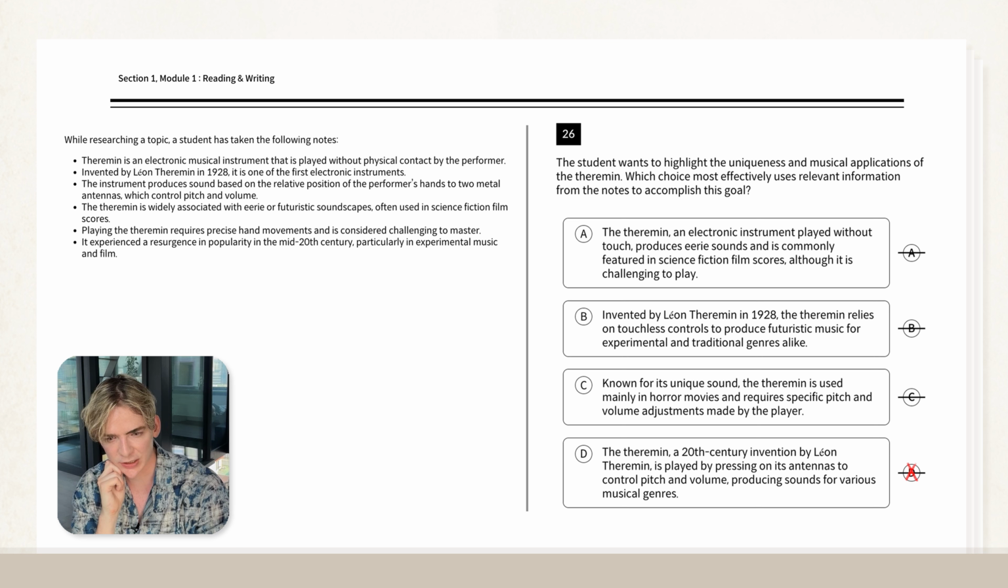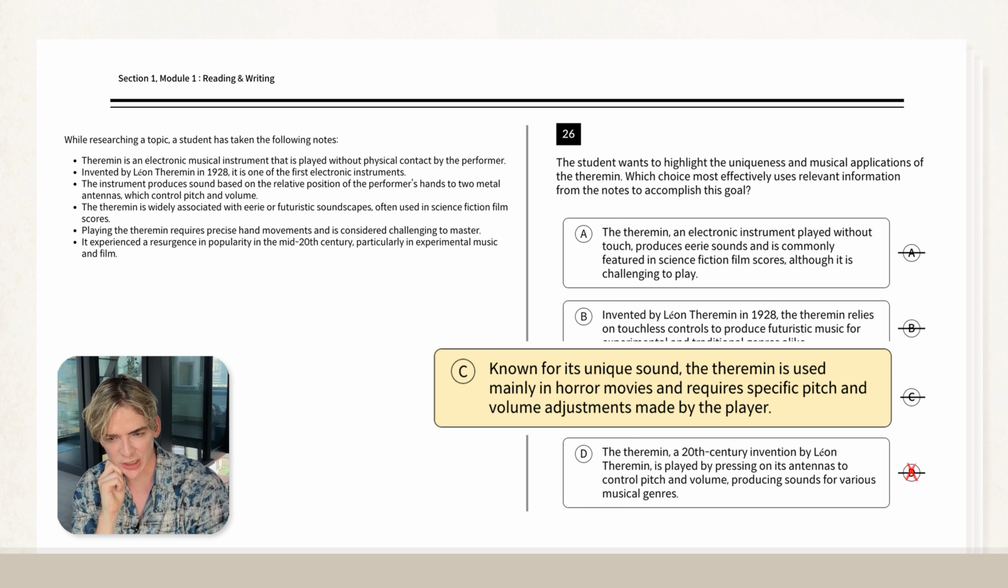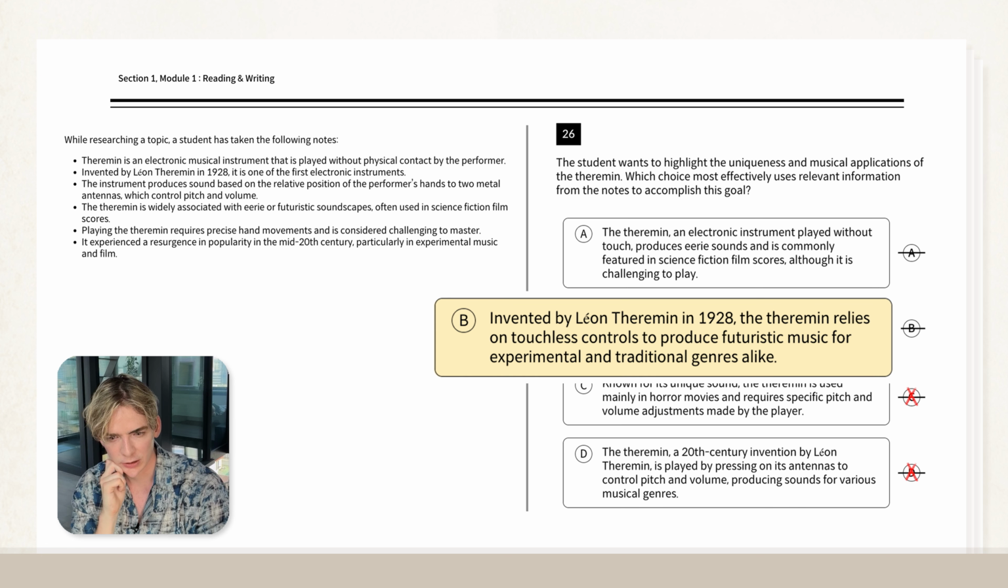Okay, so if that's true, when we look at the various options, first of all, looking at C, they talk about the usage of the theremin in horror movies, but there's no mention of horror movies whatsoever here, and so we can eliminate C. What about B? Invented by Leon Theremin in 1928, the theremin relies on touchless controls to produce futuristic music for experimental and traditional genres alike. There's no mention of traditional genres here, and so we can eliminate B.